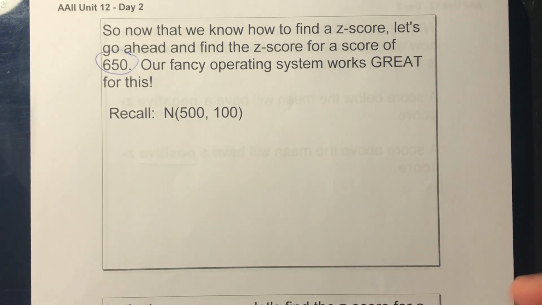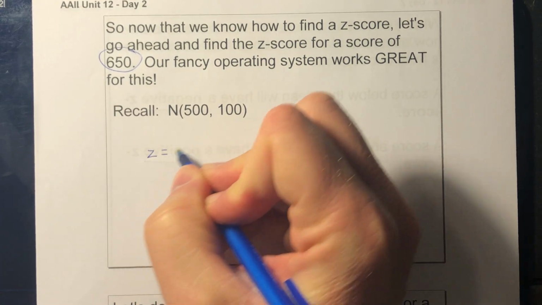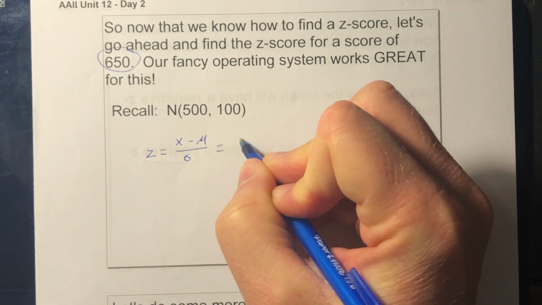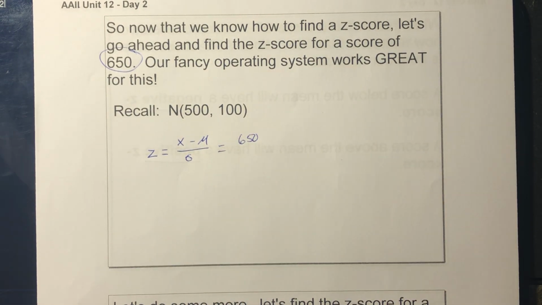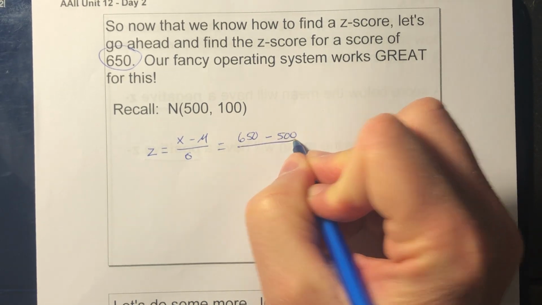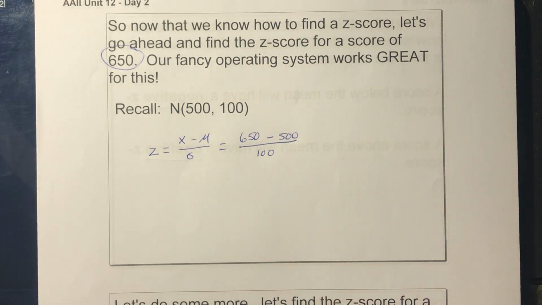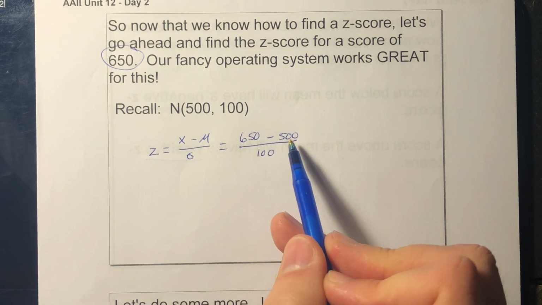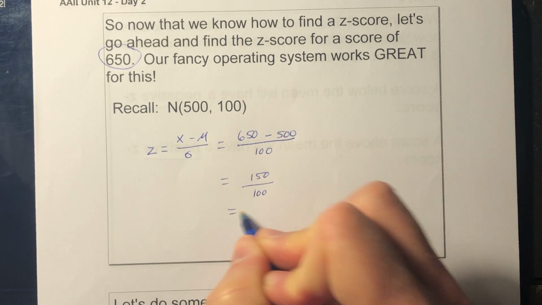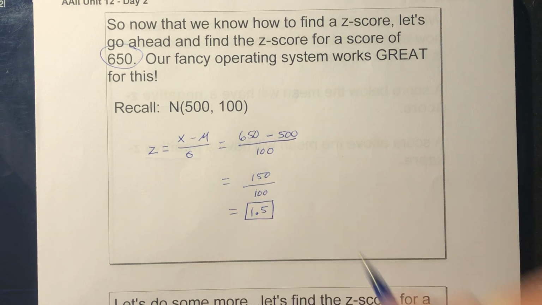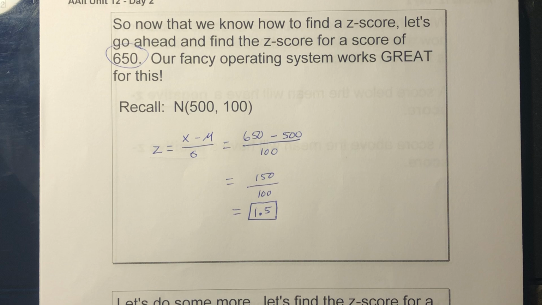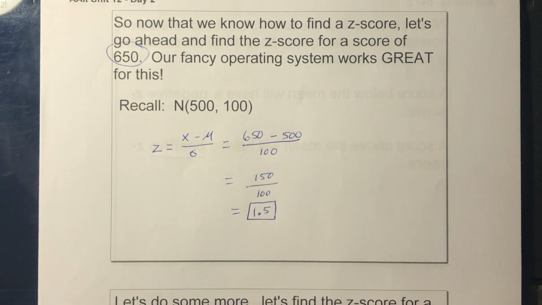So, let me take this away. Here's the actual way to do that. We take x minus mu, divide by little sigma. Well, 650 is the number we're trying to find a z-score for. So we subtract the mean and then divide all that by the standard deviation. Well, 650 minus 500 is 150. When you divide by 100, you get 1.5. So that is your z-score for an SAT score of 750. I'm sorry, 650. 650, my mistake.